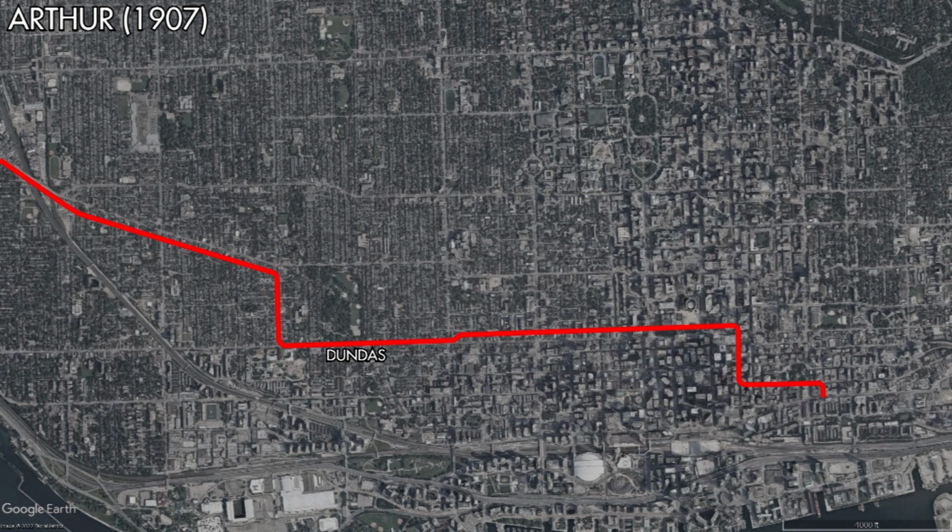On July 14, 1907, the Arthur Streetcar would be realigned with the route now beginning at the intersection of Lansdowne Avenue and Bloor Street. The route would run south to Dundas Street and then east along Dundas Street and Arthur Street.